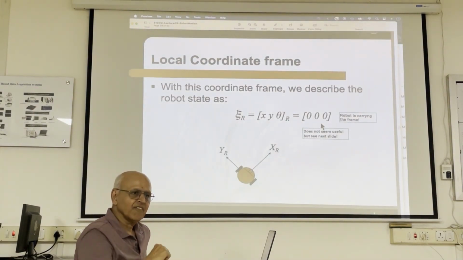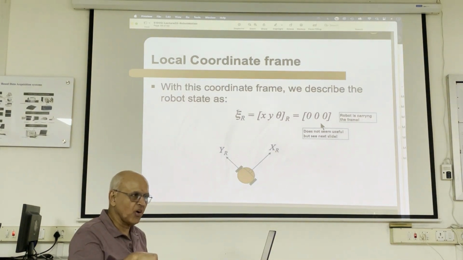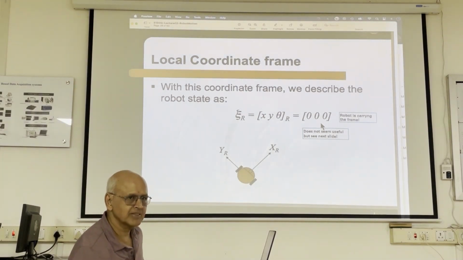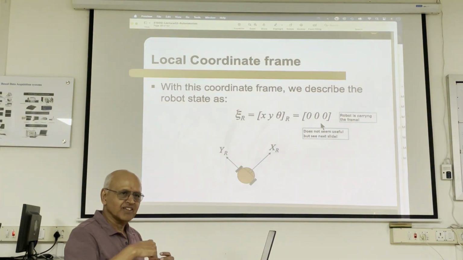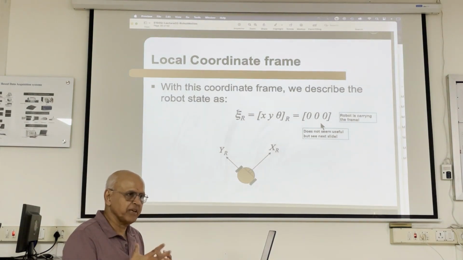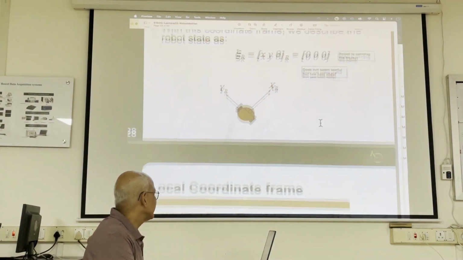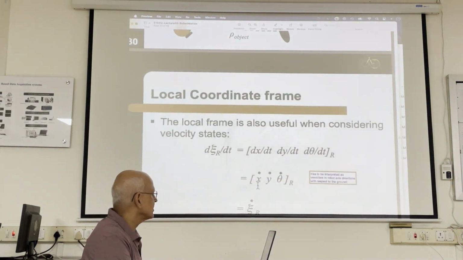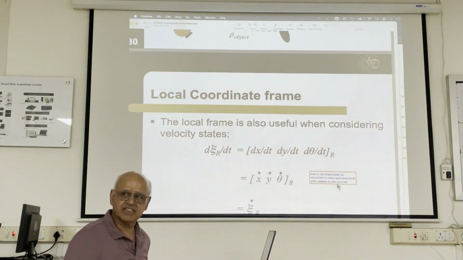Not really. When you say d by dt, even though you're at 0 all the time, you're really trying to figure out the rate of change with respect to the ground. So even though it's 0, 0, 0 all the time, it doesn't mean it's not moving with respect to the ground. So there is a d by dt with respect to the ground. And sure enough, you get x dot, y dot and theta dot with respect to the robot axis. Is that clear? So this has to be interpreted as velocities in robot axis directions with respect to the ground. You can't say I differentiate 0, I get 0. This is with respect to the ground.